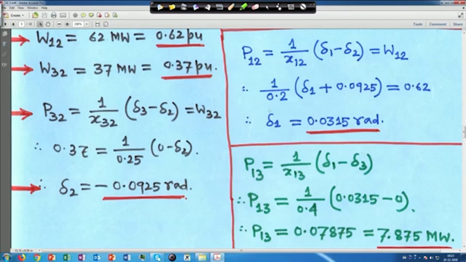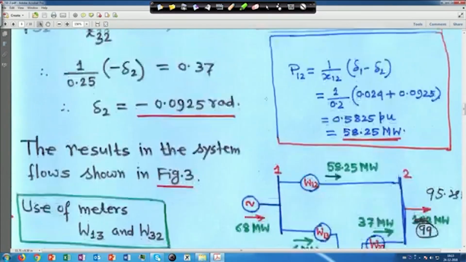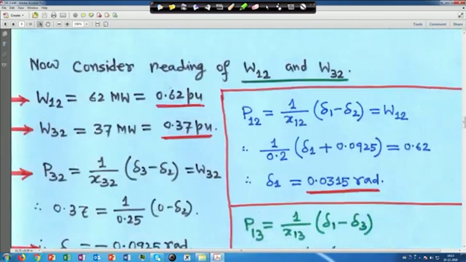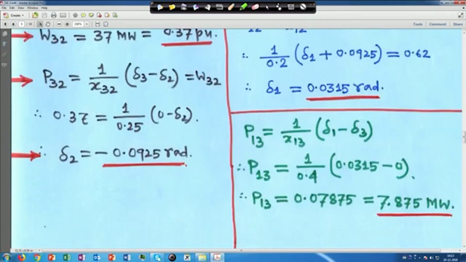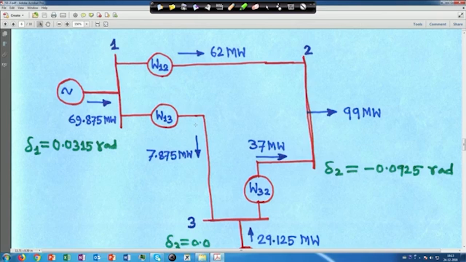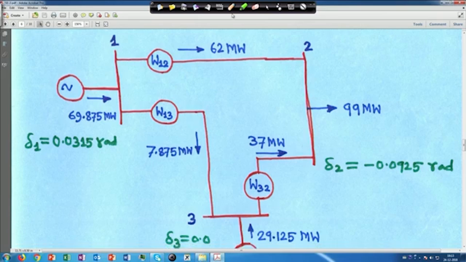Although we have taken this reading, let me go back to the data. It was 6 megawatt, but it is not like that, it is more than 7. It is 7.875 megawatt. That means if you plot now, if you see the diagram, these 2 readings we took to compute this one. Instead of 6, it is coming 7.875 megawatt, that means this Pg1 is 62 plus 7.875. So, it is 69.875 megawatt, right.